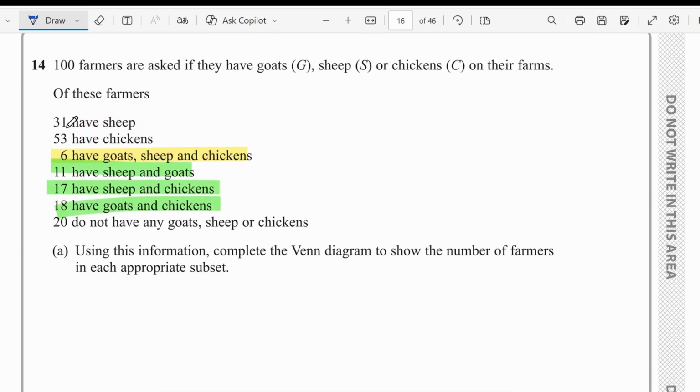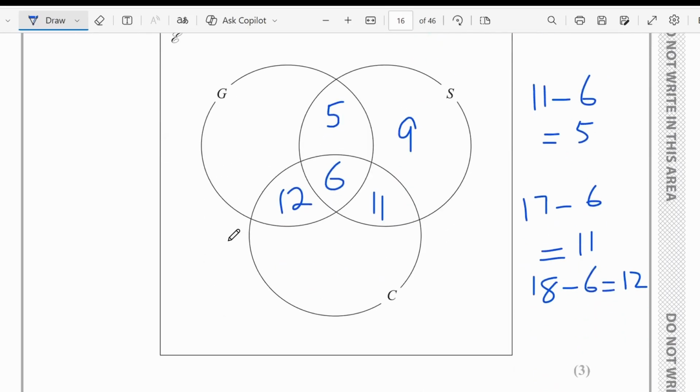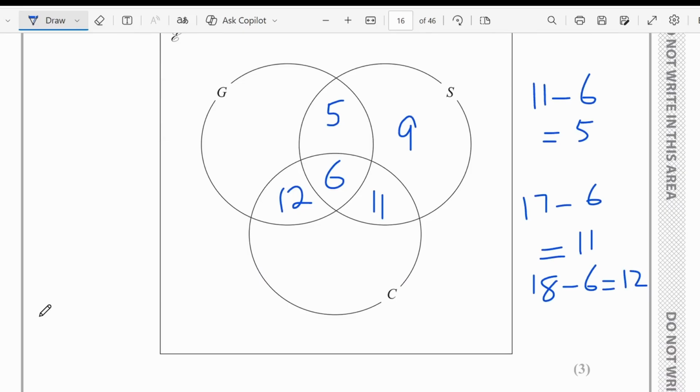For this one it's given that 31 have sheep, 53 have chicken. So 31 have sheep means total sheep are 31. So this would be 31 minus 5 minus 6 minus 11 equals 9. Here would be 9. Now 53 have chicken. So total chicken are 53. So 53 minus 12 minus 6 minus 11, it would be 24. It will be filled over here.